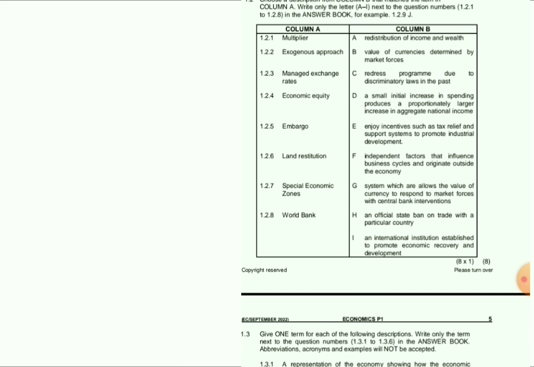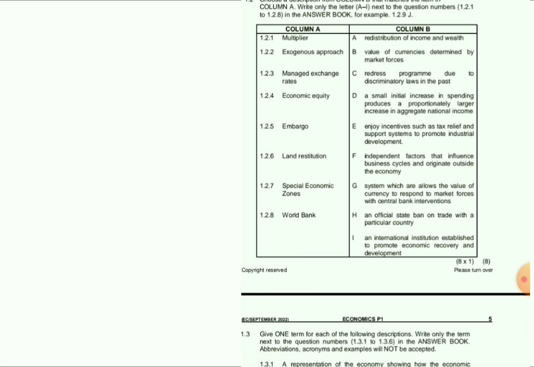1.2.2, exogenous approach. That's how they taught me. They always say X. So what is it talking about when we talk about exogenous approach? Independent factors that influence business cycles and originate outside the economy. That's why they always teach me that way. They say exogenous, then they underline X, because it's something that happens in the past. So it's X. We are no longer dependent together. You are independent. They were teaching me that way.